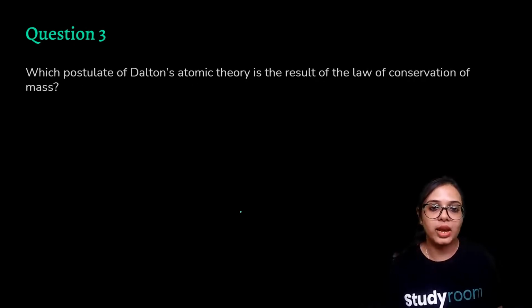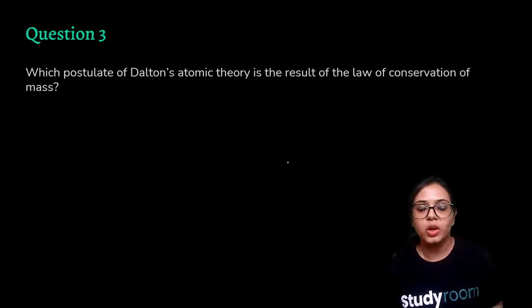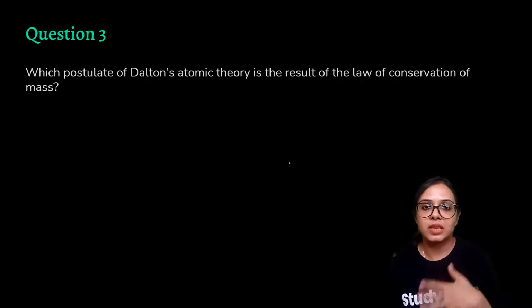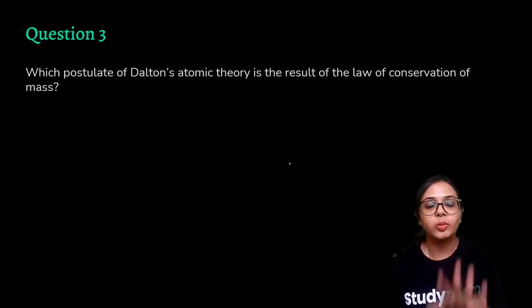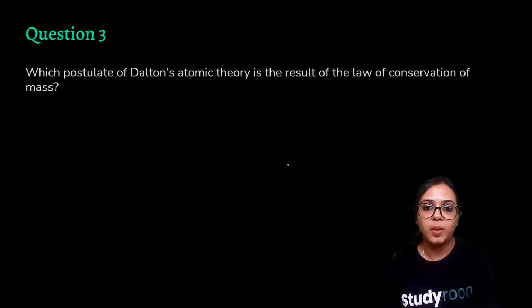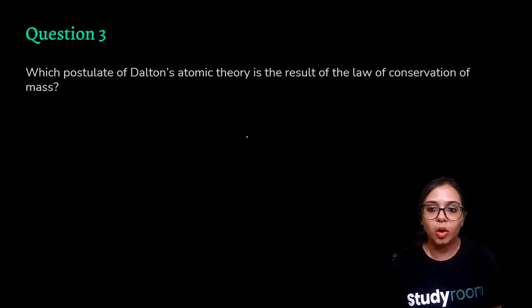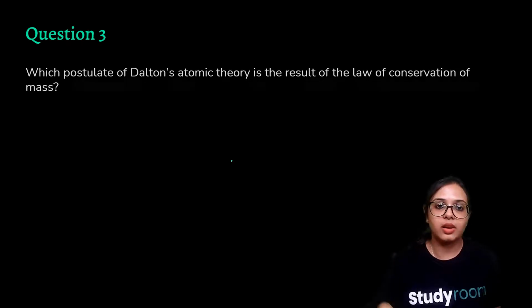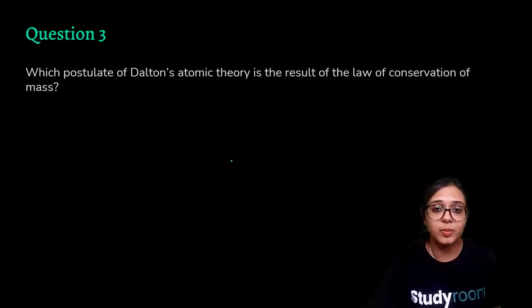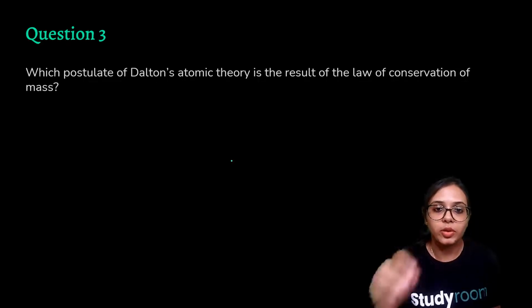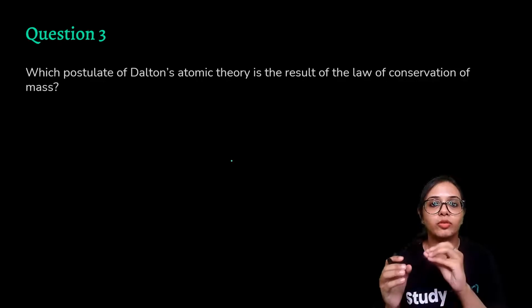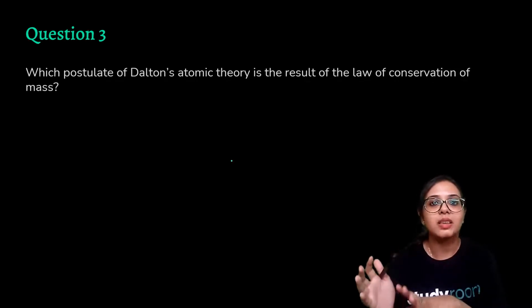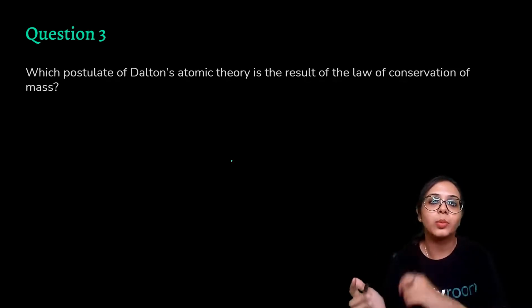Which postulate of Dalton's atomic theory is the result of the law of conservation of mass? So the result of the law of conservation of mass is that the mass of the reactants should be equal to the mass of the products. This is the law of conservation of mass, and Dalton's atomic theory proves it. Dalton's atomic theory says that in a given element, the mass of that particular atom will remain constant.